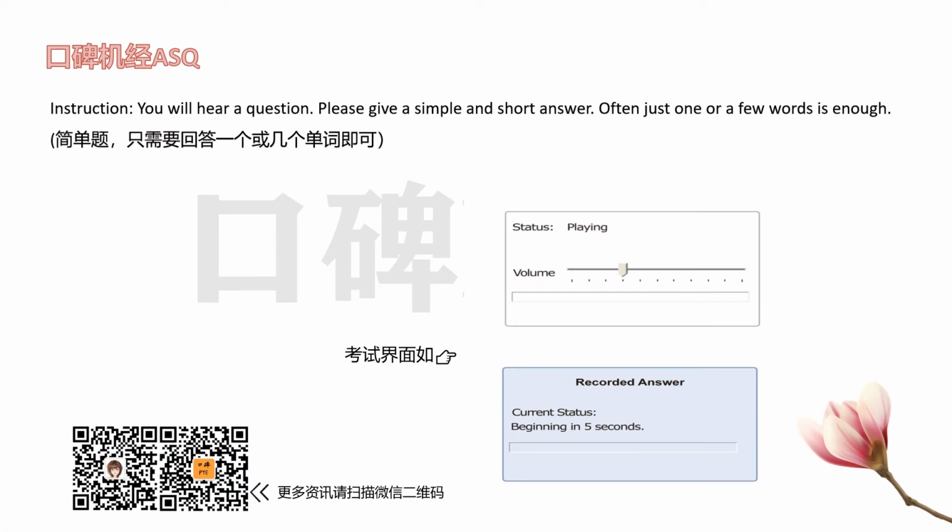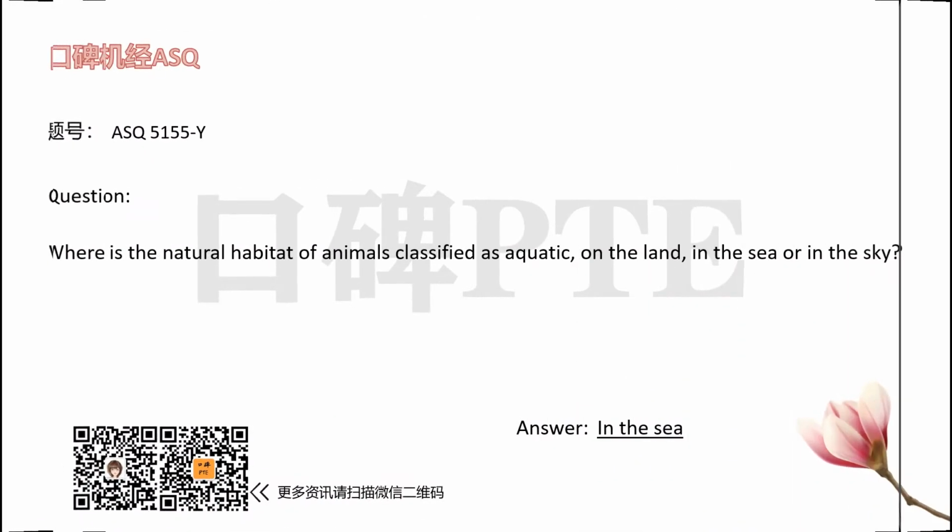Where is the natural habitat of animals classified as aquatic? On the land, in the sea, or in the sky?